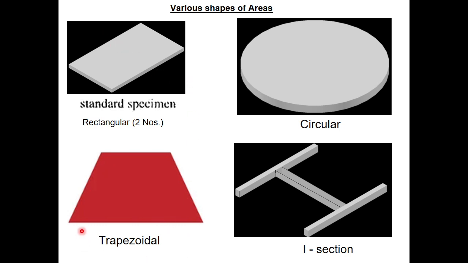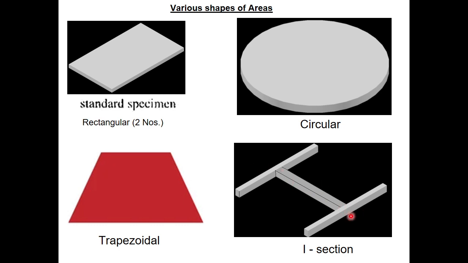For a trapezoidal shape, at least one axis of symmetry we can identify. The other one will be somewhere which we need to find out. And for an I-section also, it is symmetric about this. This is called the web, and this is the flange of the I-section. Through the center of the web, parallel to the flange, we have an axis, and through the center line of the web we have another axis.